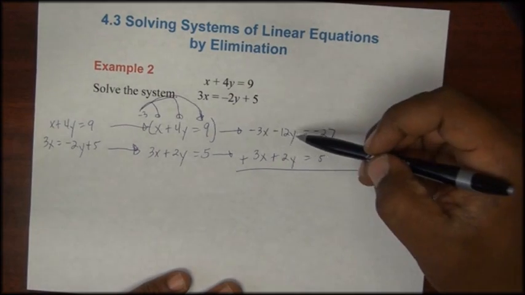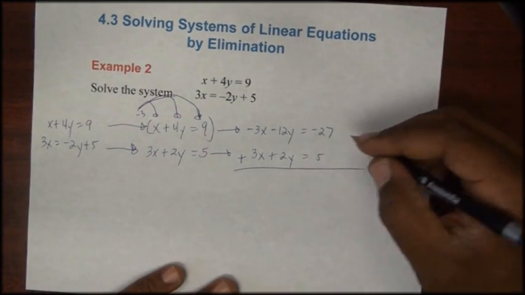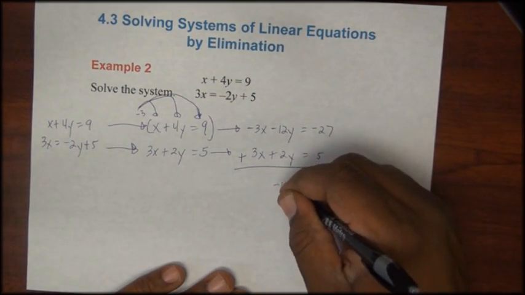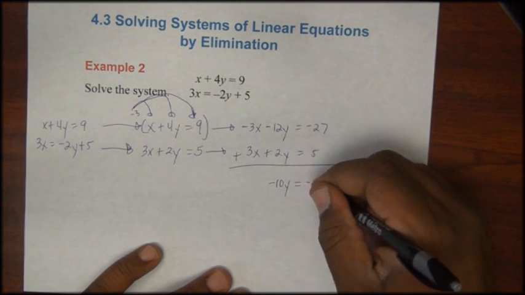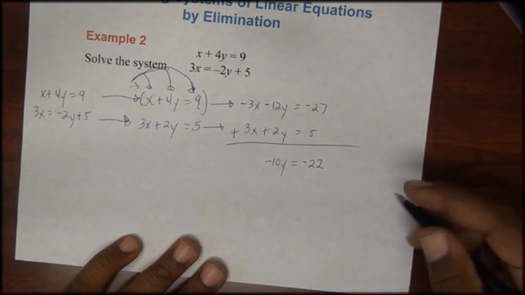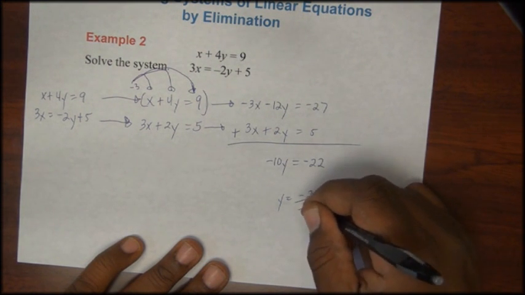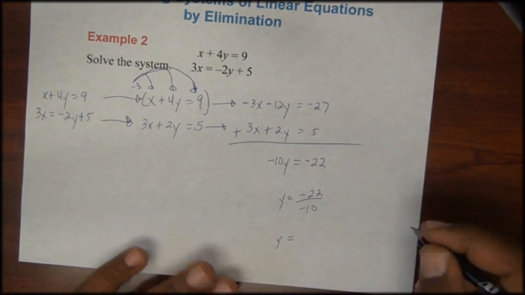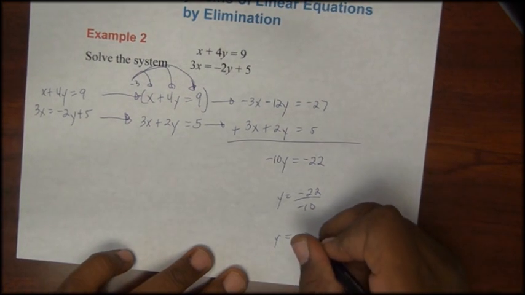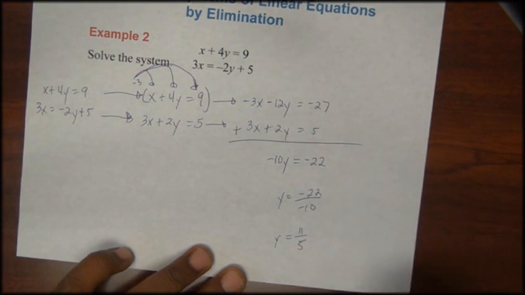And now we'll add both equations and eliminate the x variable. So we have negative 10y is equal to negative 22. We'll divide both sides by negative 10. And we'll reduce, so y is equal to 11/5.